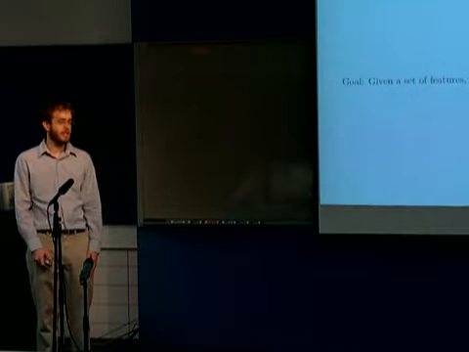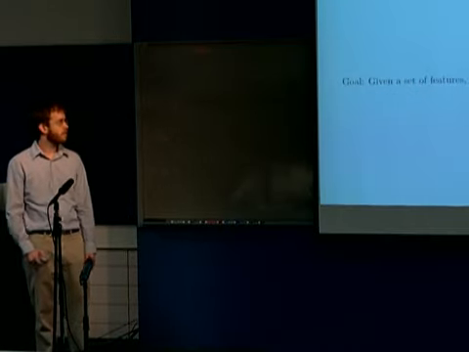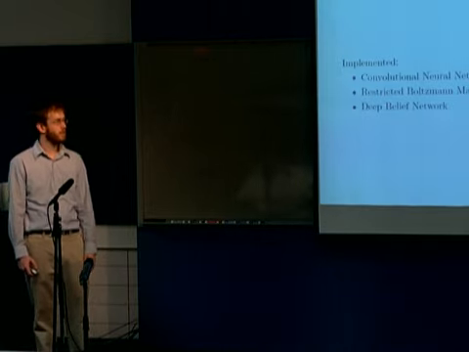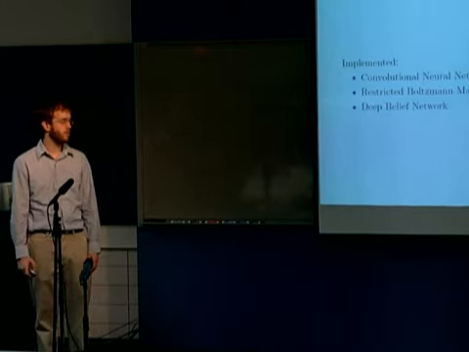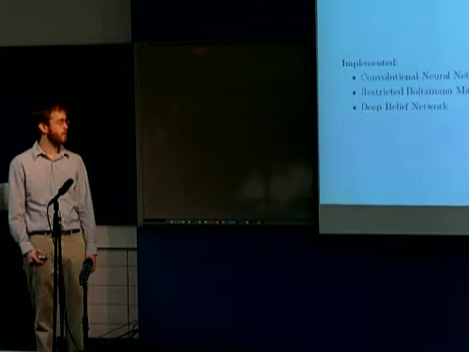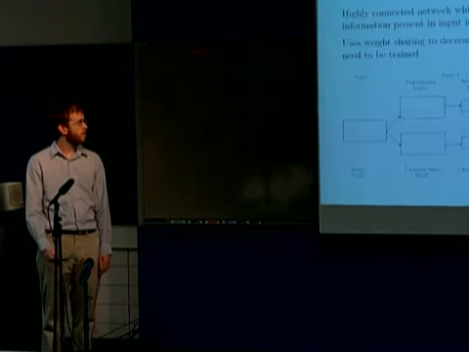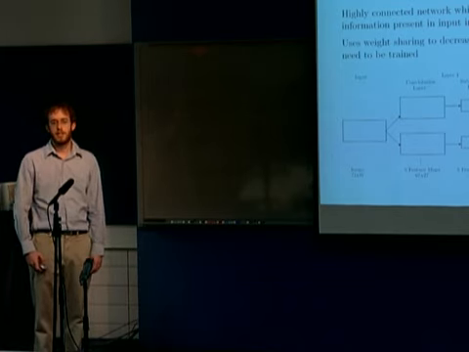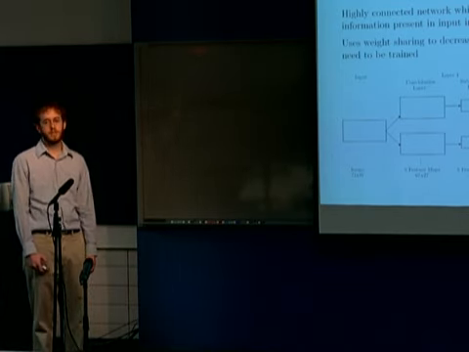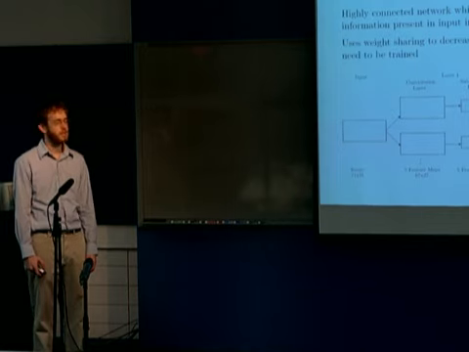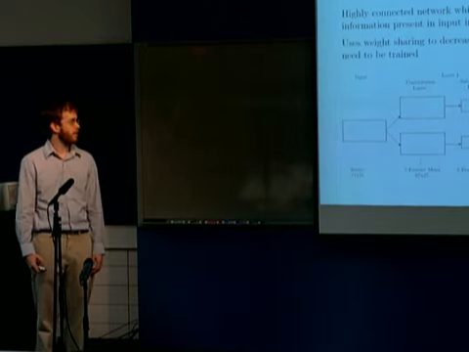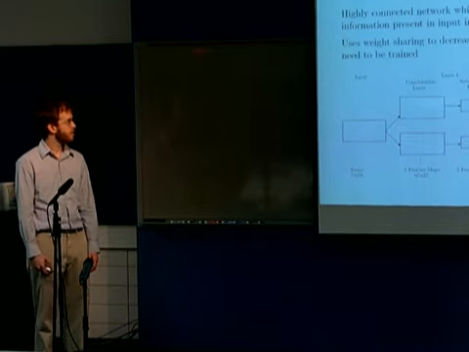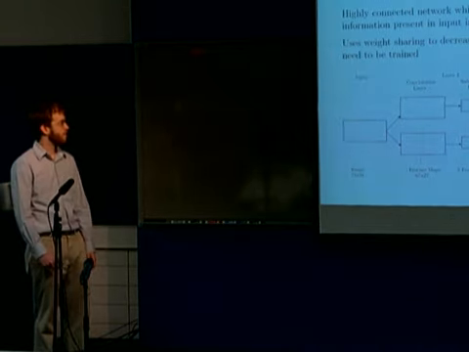So I was interested in classifying using neural networks, and so I implemented three basic architectures from literature. The first one was convolutional neural networks, then restricted Boltzmann machines, and deep belief networks. The convolutional network is really nice for image data. It preserves spatial information that's in the original input image, as well as using weight sharing so that it's efficient for large image dimensions.